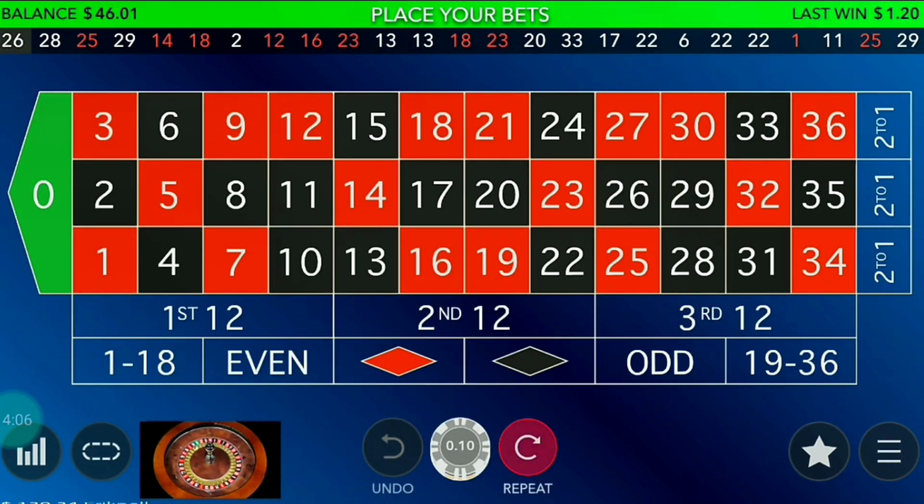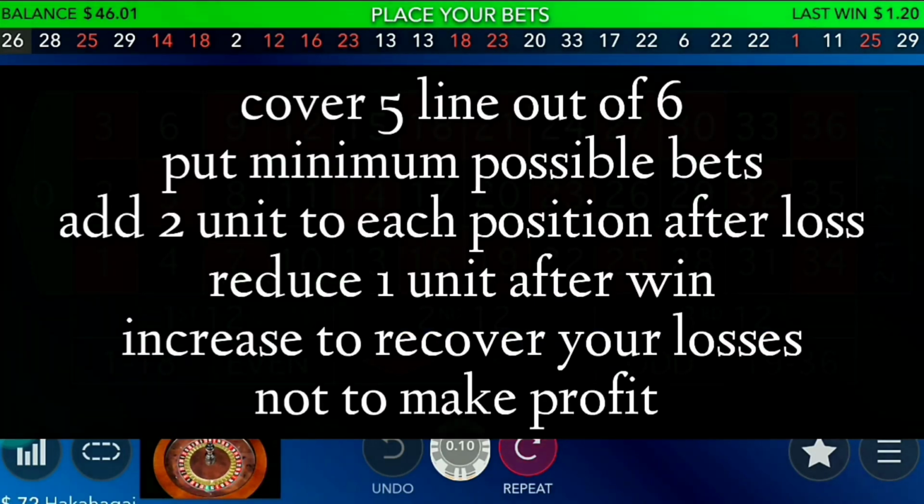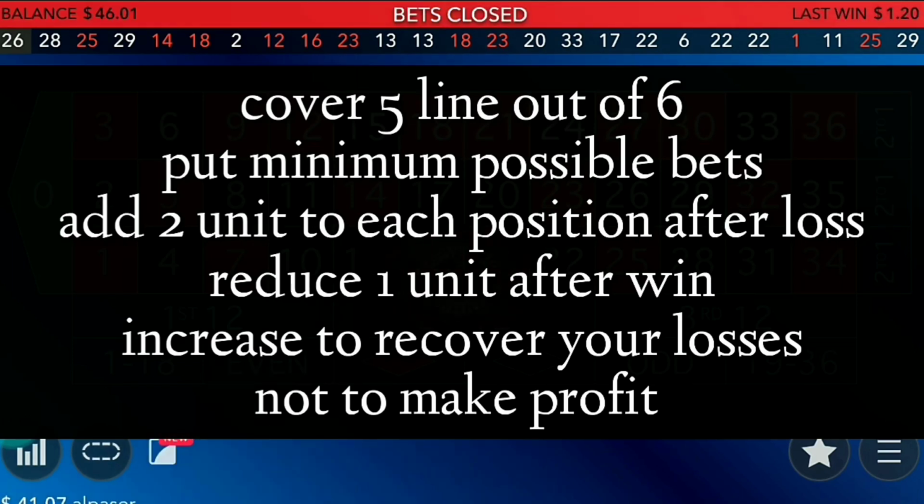The trick is quite simple. Let me explain it again. You have to cover 5 lines out of 6 on the table, any 5 lines. If you lose somewhere, just add 2 units to all the 5 positions. And if you win somewhere, then reduce 1 unit from all the 5 positions. This is quite simple. It will recover all your losses. And as you have covered 30 out of 37 numbers on the table, the winning chance is 80% after every spin. So this is definitely going to give you a profit.